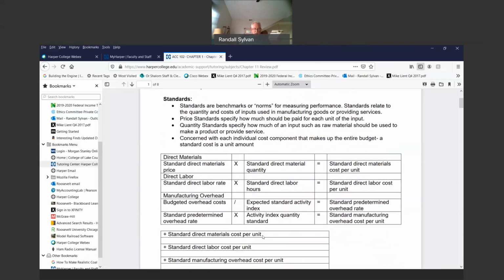I mean, I'm not going to repeat them, but you do need to understand, for example, standard direct material price times the standard quantity gives you the standard direct material cost per unit. Same works for direct labor, manufacturing overhead costs, and you have to understand the standard predetermined overhead rate to get to these. So understanding these formulas is very important when you take this exam.